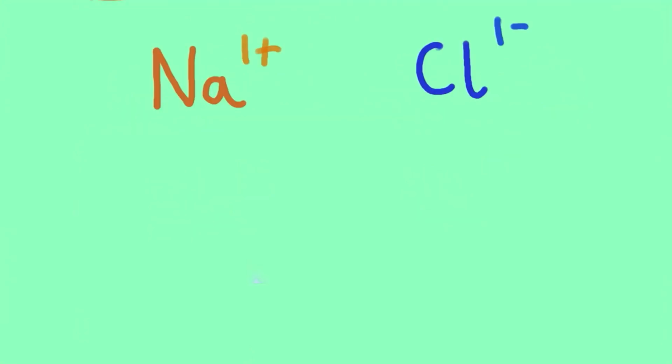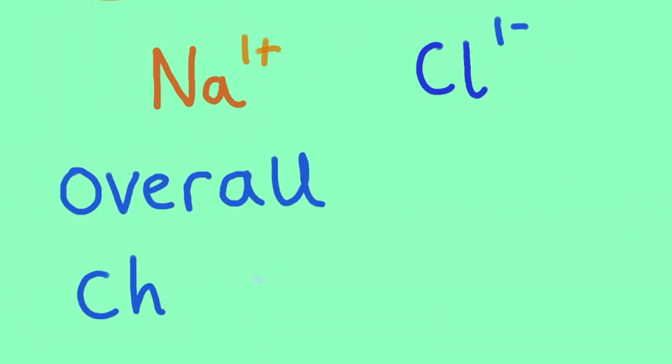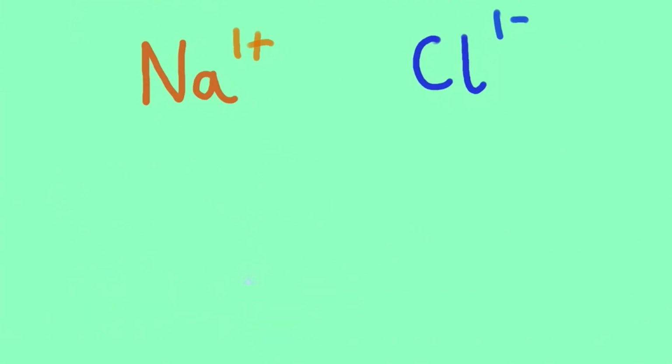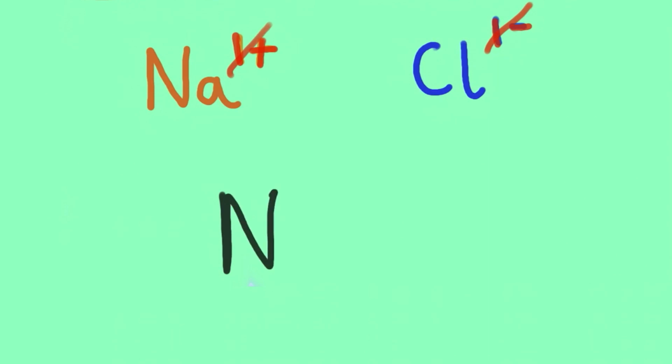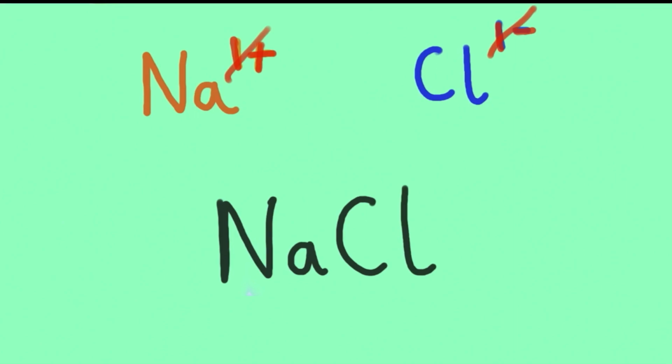Okay, so when you're writing your formula, you need to remember that these elements and these ions need to combine in a way so that the overall charge is 0. Because 1+ and 1- cancel each other out, so you've got one positive, one negative, the overall charge will be 0 with this ratio of atoms. So the atoms are 1 to 1, and the formula is going to be NaCl.